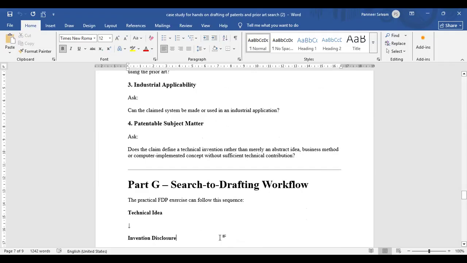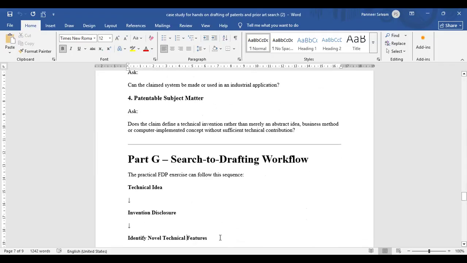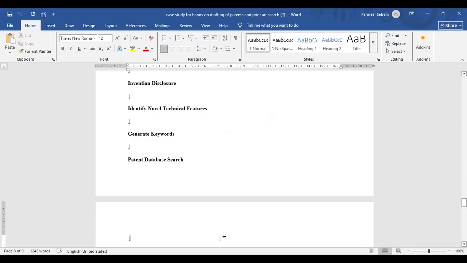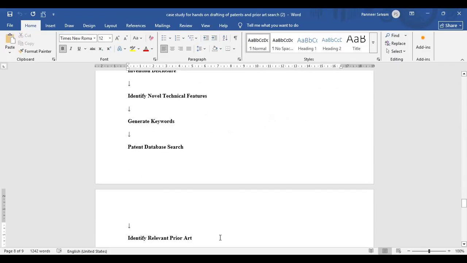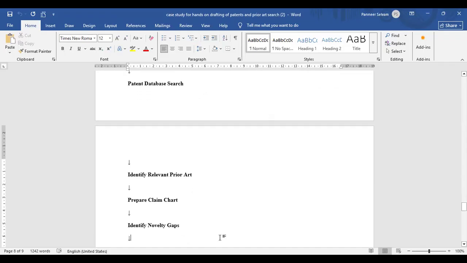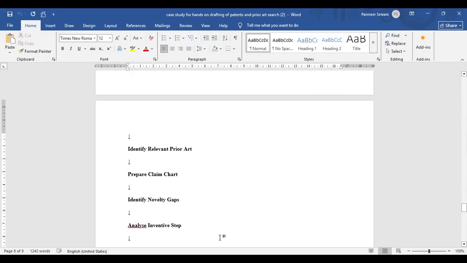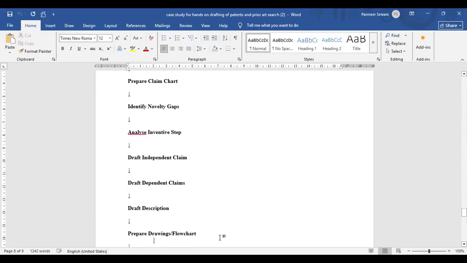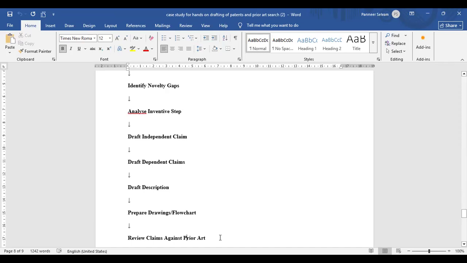Let us now bring the entire exercise together. The practical workflow begins with a technical idea, followed by invention disclosure, then identification of the novel technical features, followed by generation of keywords, database search, identification of relevant prior art, preparation of claim chart, identification of novelty gaps, inventive step analysis, drafting of the independent claim, drafting of the dependent claims, drafting of the description, preparation of drawings or flowchart, review of claims against prior art, and finally patent draft.